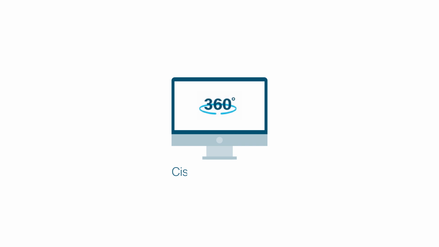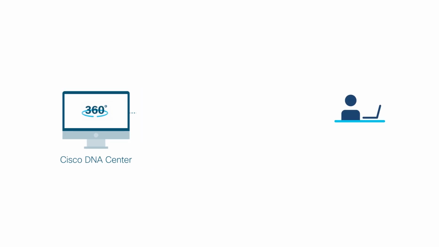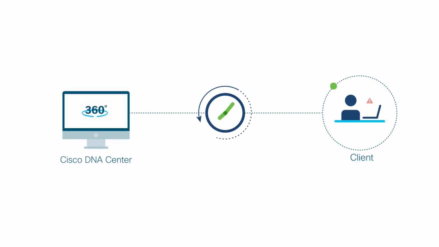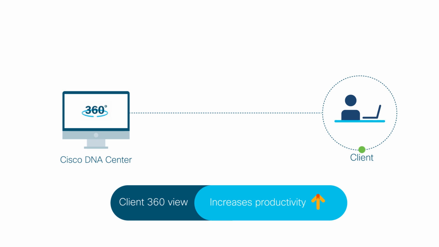Client 360 in Cisco DNA Center provides instant root cause analysis of client-reported problems both in real time and at any specific point in the past. This helps you increase client productivity and decrease problem resolution response times.